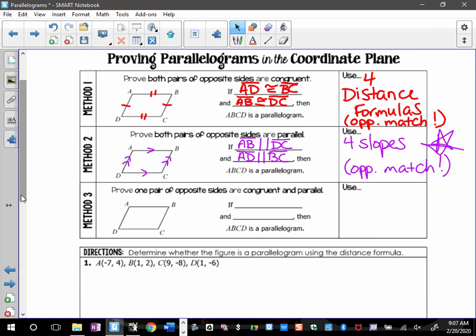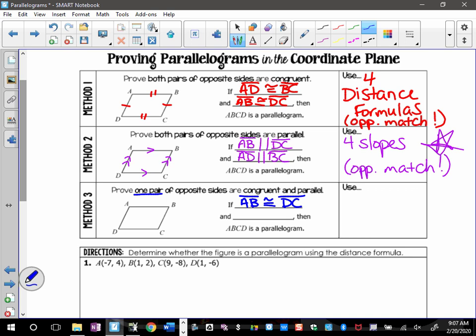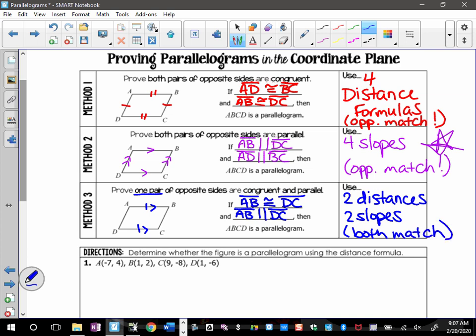Your third option is to prove just one pair is both congruent and parallel. So maybe I do AB is congruent to DC. If I show those are congruent and that same pairing is parallel, that would also be enough to say it's a parallelogram. And by default, the other sides work. So that would be 2 distances and 2 slopes, showing that both match. So then you'd have to make sure you pick the ones across from each other.